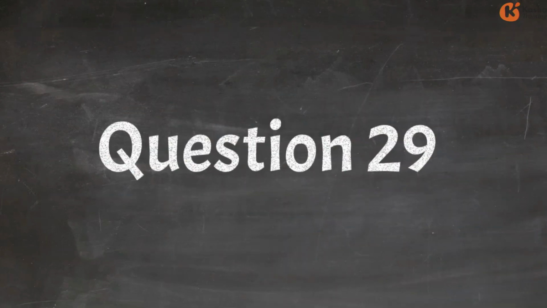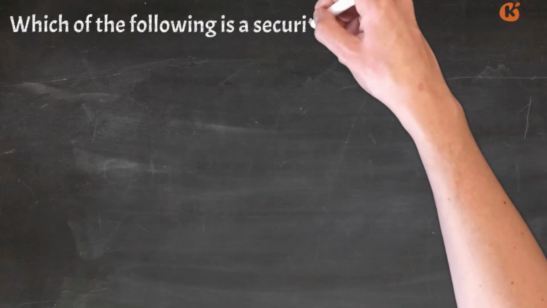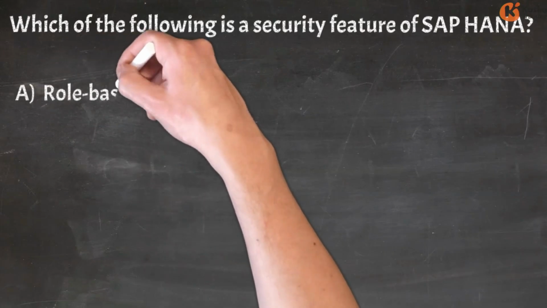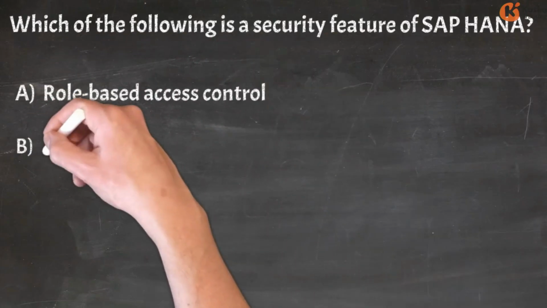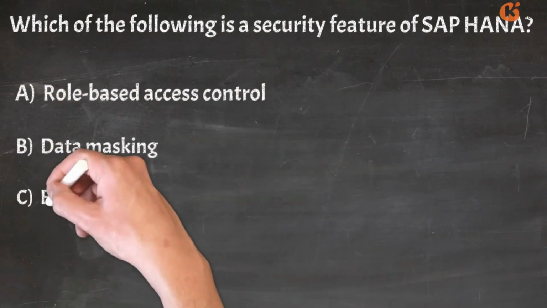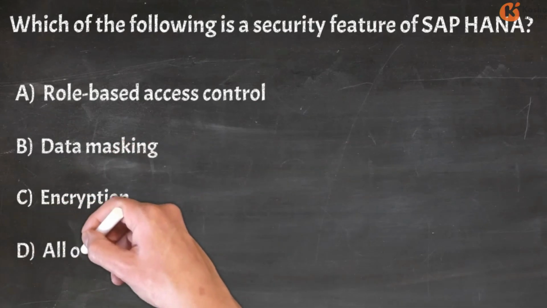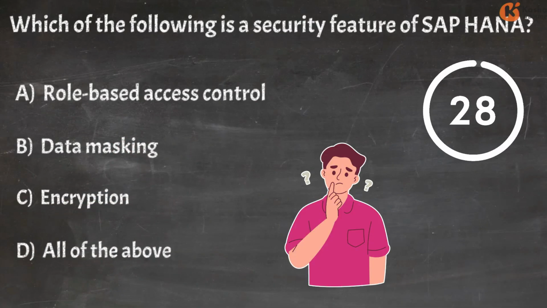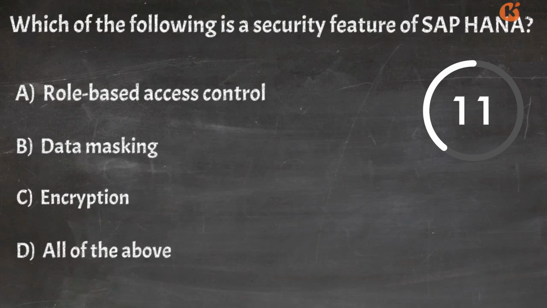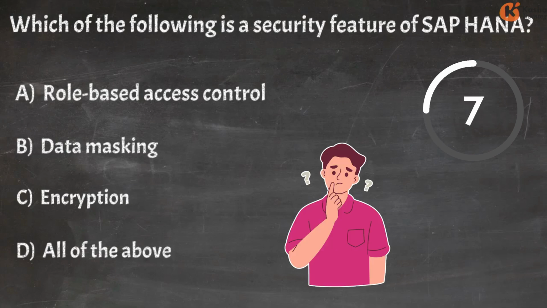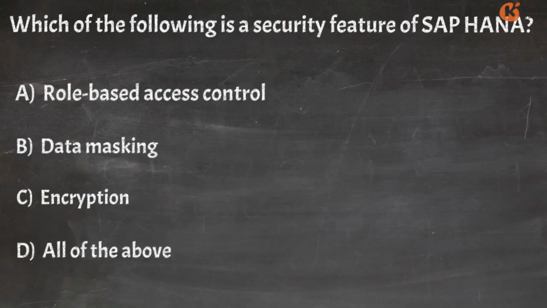Question 29. Which of the following is a security feature of SAP HANA? A. Role-based access control. B. Data masking. C. Encryption. D. All of the above. Correct answer D. All of the above.